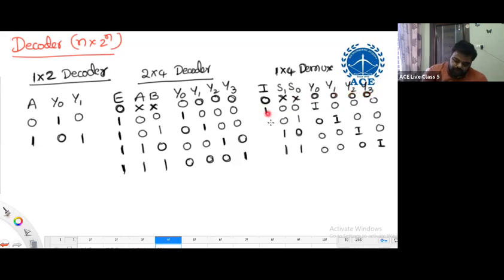If I equals to 1, that 1 will be transferred to the respective output line. That's what we can understand. Try to understand the similarity between demultiplexer and decoder by observing these tables.